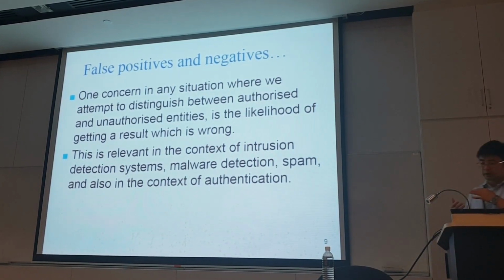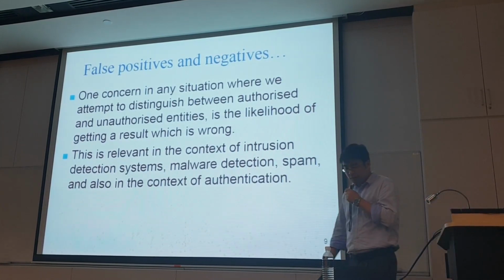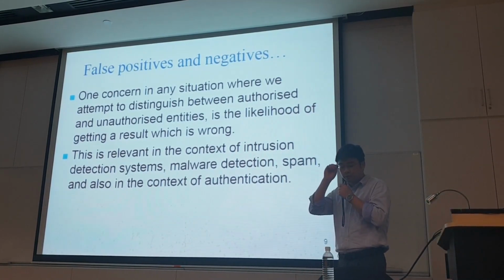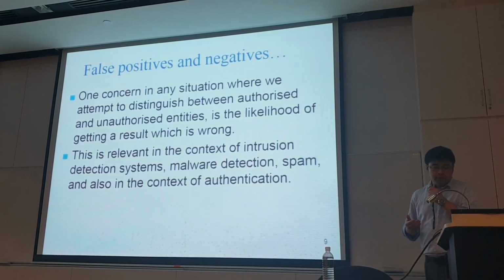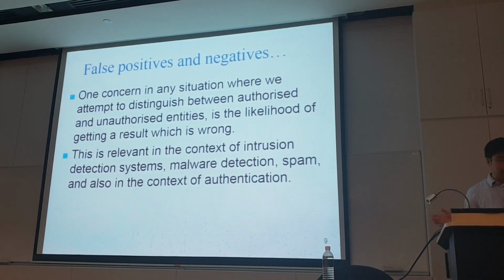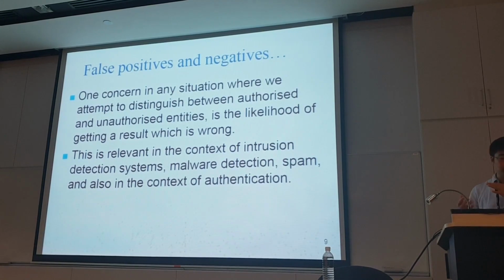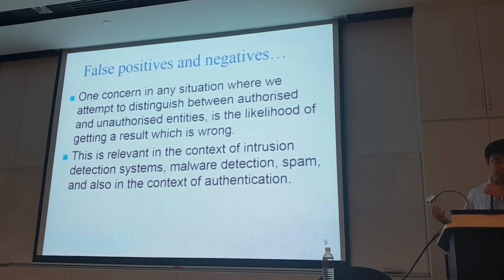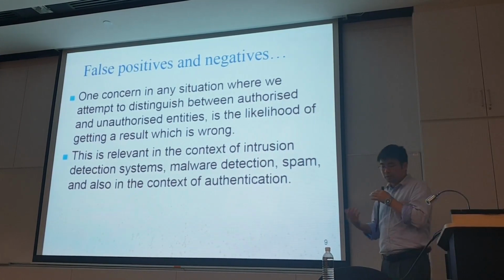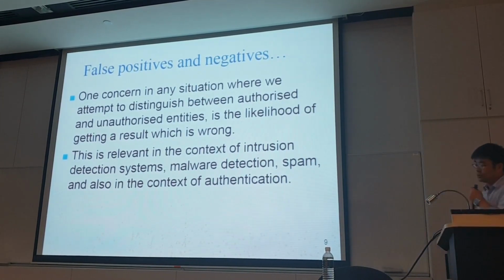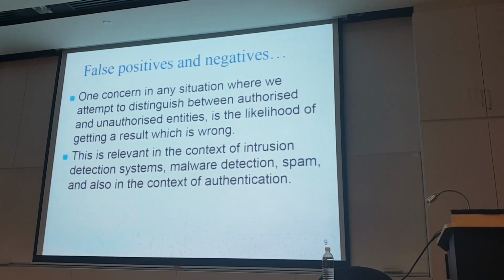In these systems, for example the intrusion detection system, IDS, false positive has a different meaning because the context is different. It means that we give a false alarm: there is no intrusion, but the system gives a false alarm. False negative means that there is an intrusion, but we didn't receive any alarm from the intrusion detection system. This kind of error can happen in different systems, including many security systems.